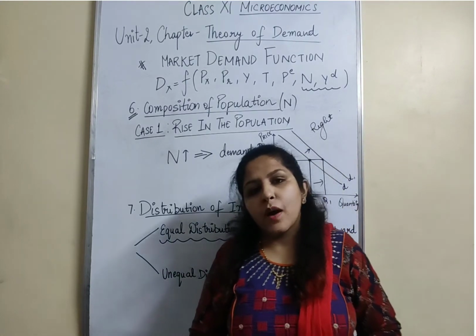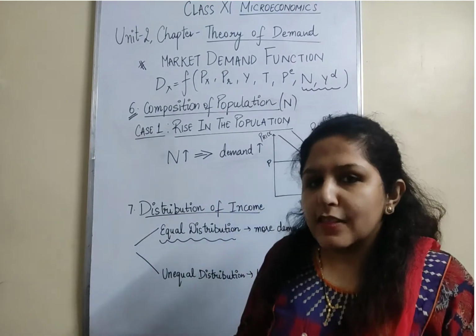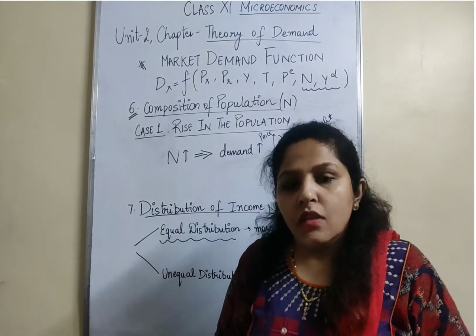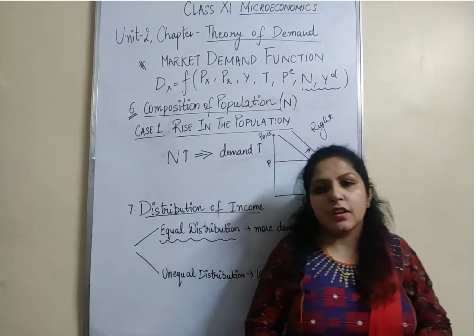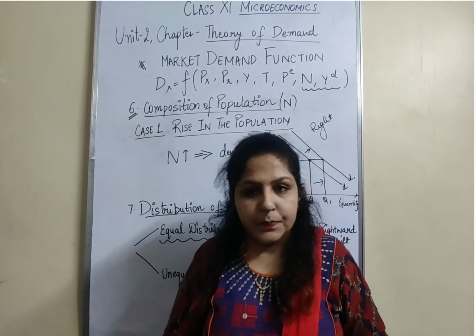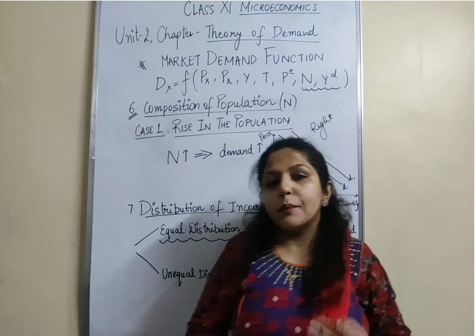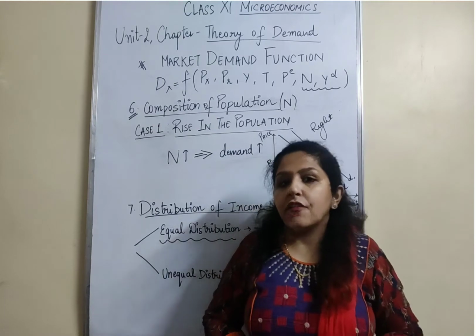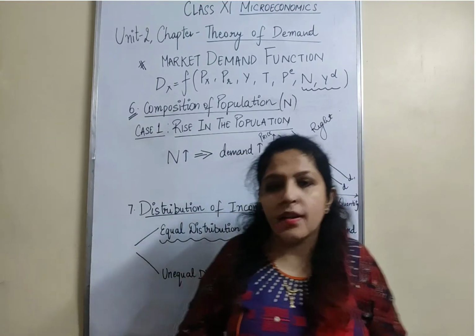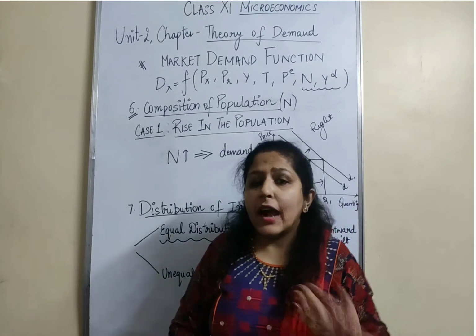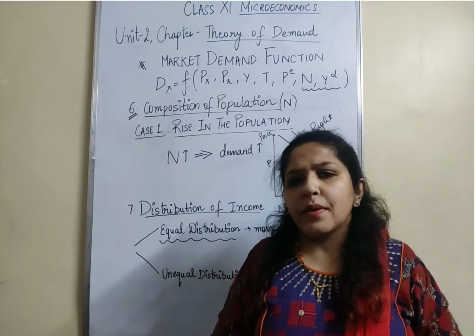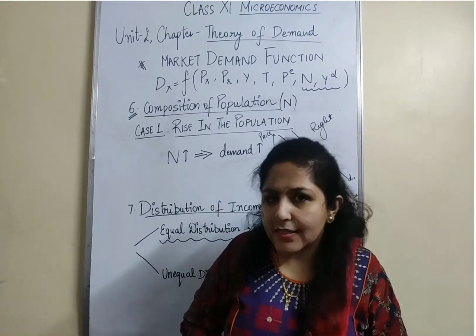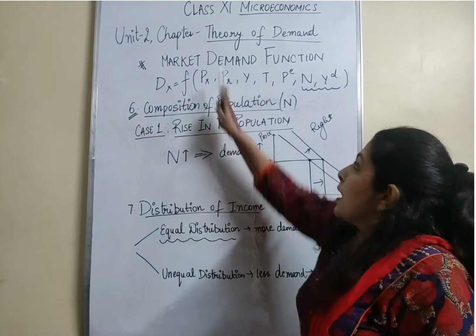So in today's video, I have again come up with class 11th Microeconomics chapter Theory of Demand of Unit 2. In this chapter, till now we have covered the determinants of individual demand. And now in today's video, I'm gonna complete the determinants of market demand, and after that we'll know about the law of demand and exceptions of the law of demand, and in the end I will give you some differences between expansion and contraction, increase and decrease in demand. So let's start.